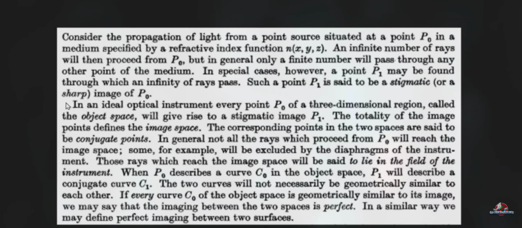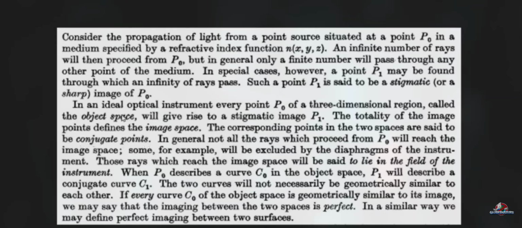What they say here is, in an ideal optical instrument, every point P in the field of view, a three-dimensional region called the object space, will give rise to a stigmatic image. The totality of the image points defines the image space. The corresponding points in the two spaces are said to be conjugate points. That's all I want to highlight there: the points in our geometrical field of view are the object space, and they have conjugate, meaning connected, points within image space.